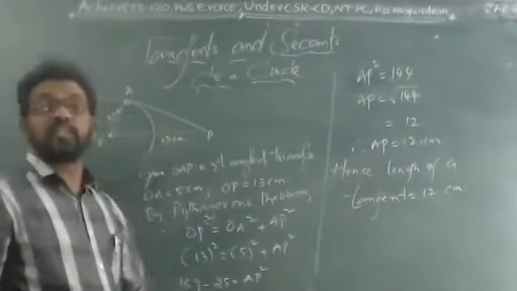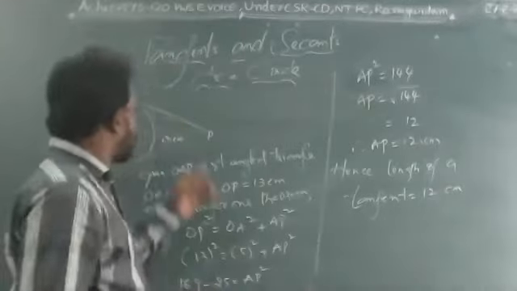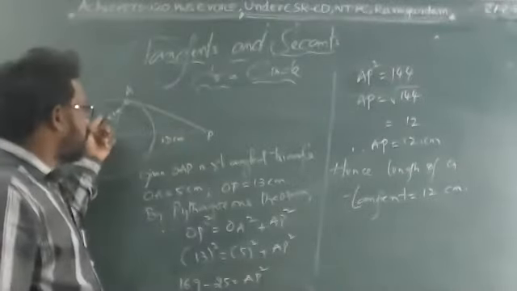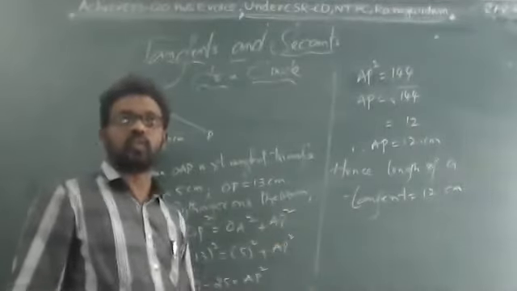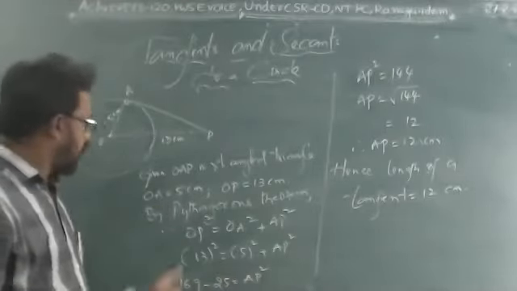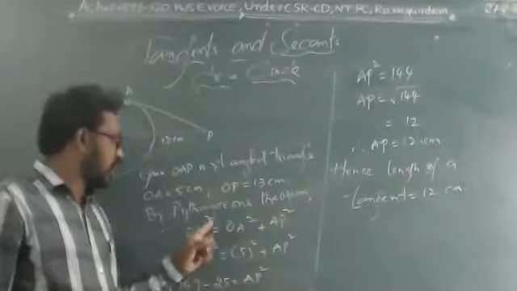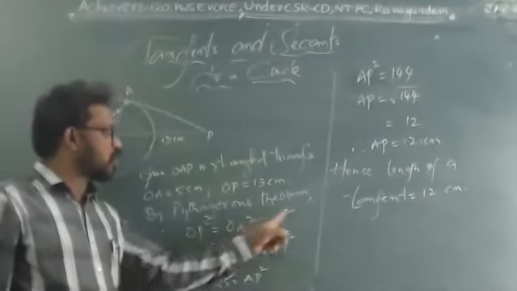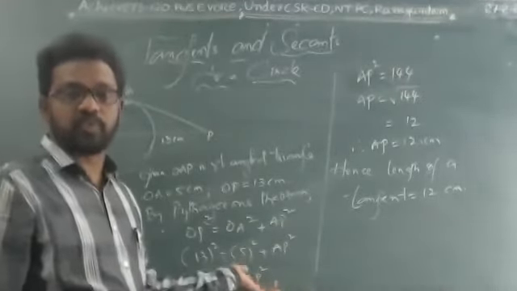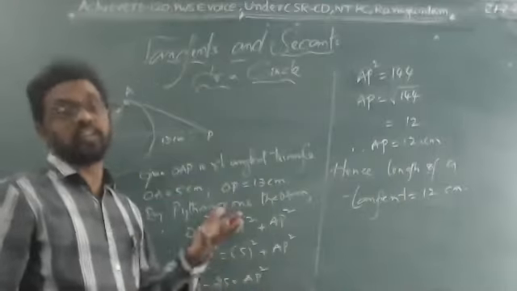Here we had to find the length AP, which is the tangent to the circle. So the length of the tangent is 12 centimeters, if you know the distance from the external point to the center of the circle is 13 and the radius is 5. It is very easy using the Pythagoras theorem: the square of the hypotenuse is equal to the sum of the squares of the other two sides. That is the formula.